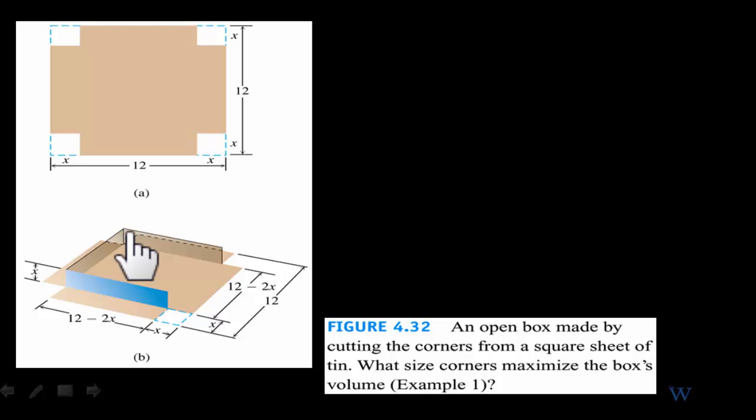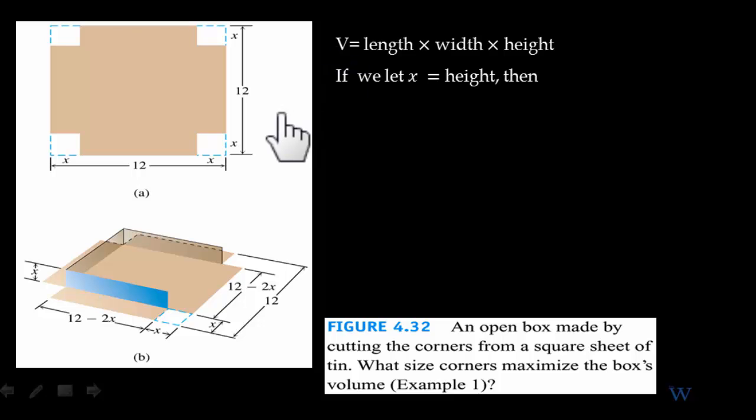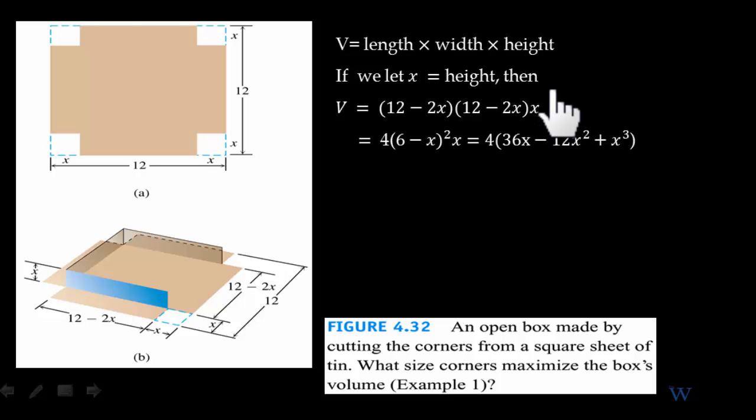And what is the volume? The volume is length times the width times the height. So now, after you've folded it up, x becomes the height of the box. Right? So let V be equal to the length times the width times the height. And the length is, as we said, 12 minus 2x. If we let x be the height of the box, then our volume becomes length times width times the height.